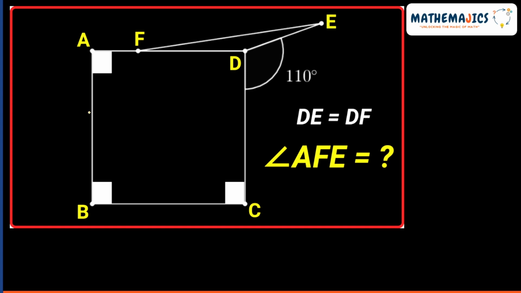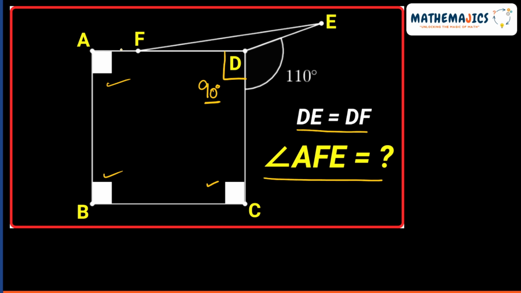Here we are given a quadrilateral ABCD with three angles as 90 degree each. So what will be the measure of this angle? This angle will be 90 degree because sum of four angles of a quadrilateral is 360 degree. So this will turn out to be 90 degree. Right?